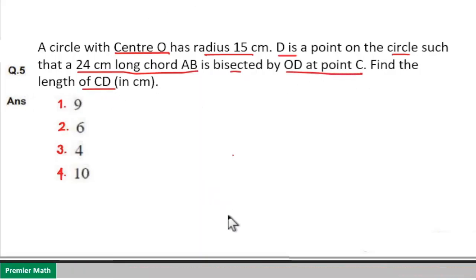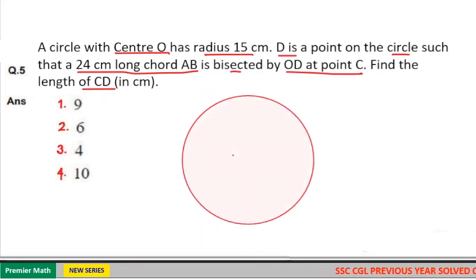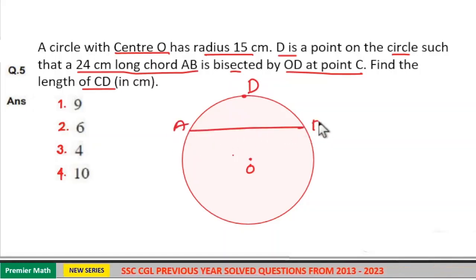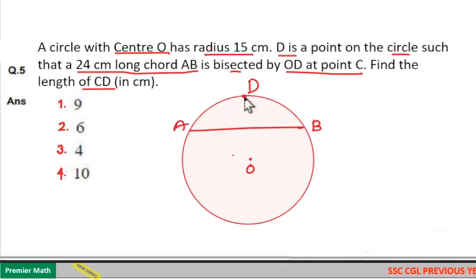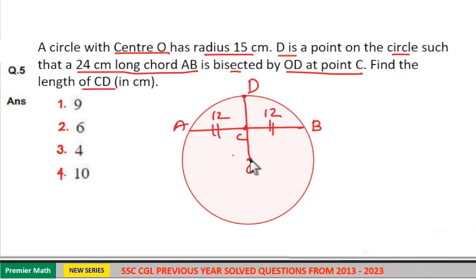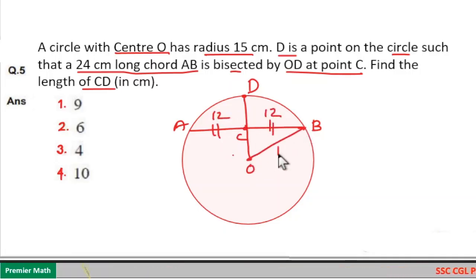Here this is the circle with center O. Now D is a point on circle and AB is a chord with length 24 cm. Now AB is bisected by OD at point C. Bisecting means if this is 24, this is 12 and this is 12. Now you can see this is radius which is 15 cm. And we have to find out the length of CD. CD is equal to this length.